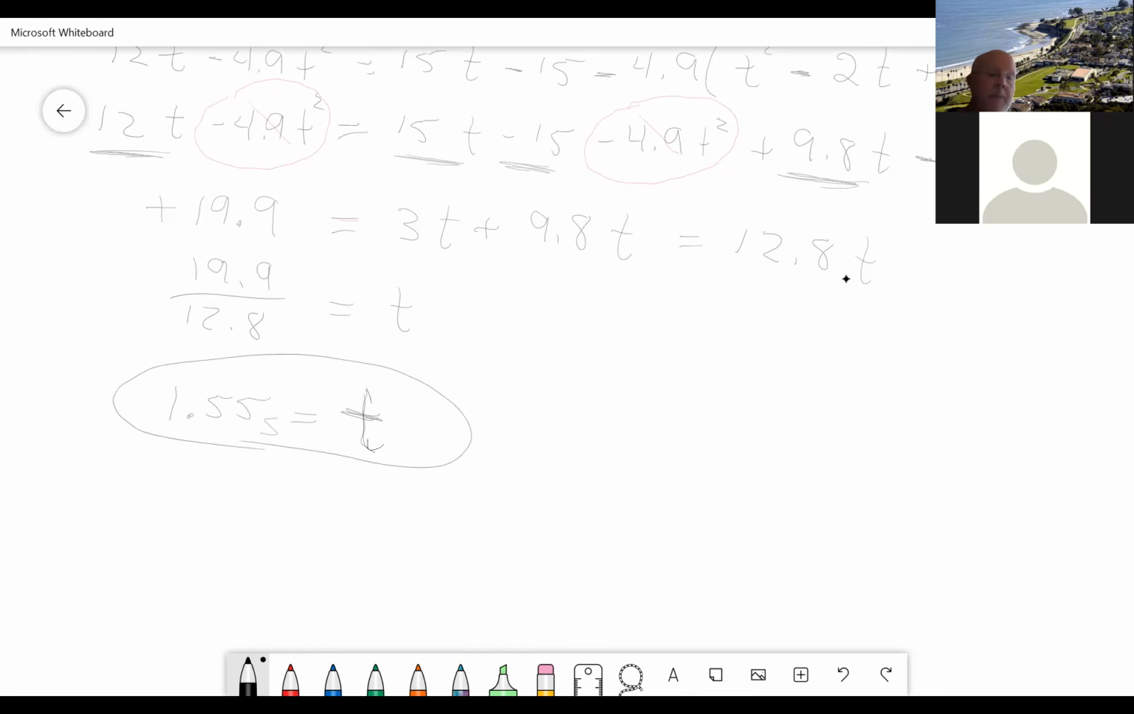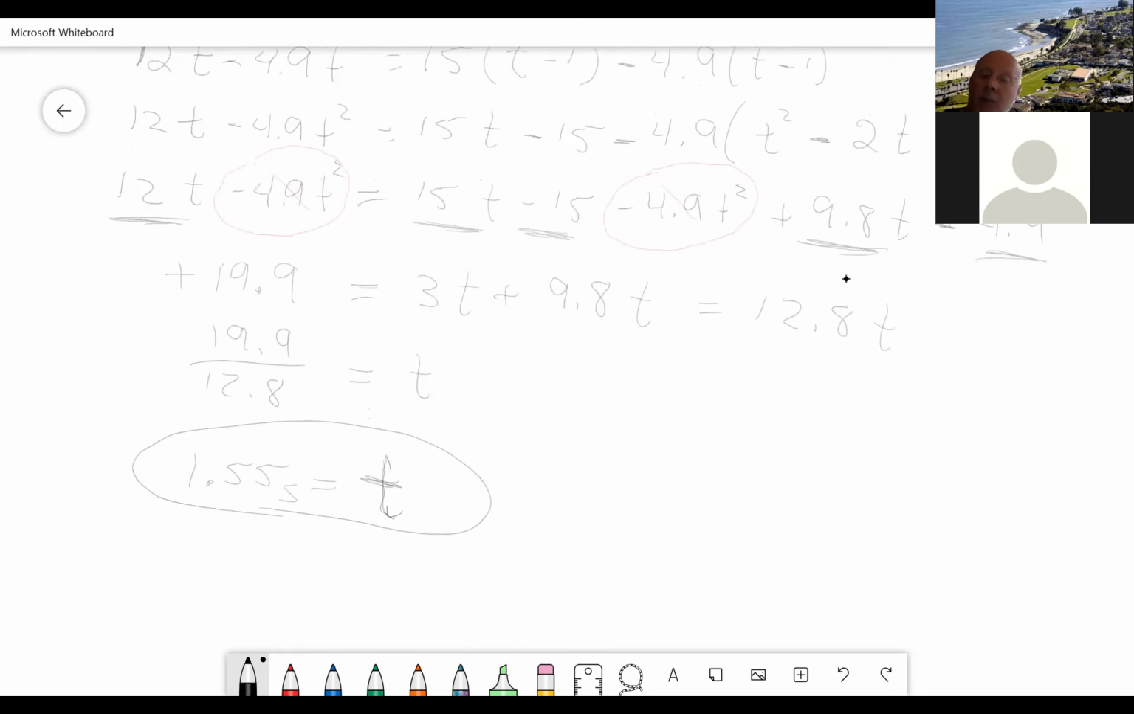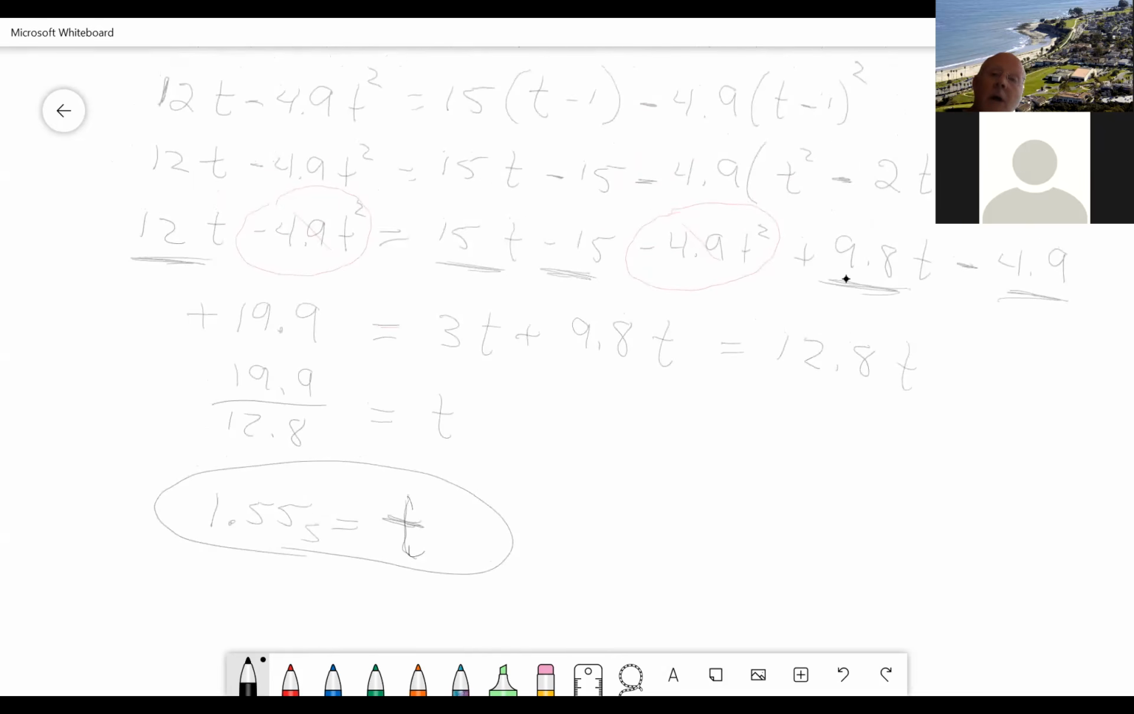Now, I don't think we're done, because if I remember reading your problem right, it said the position of when they meet. Now, what I feel really good about is that it's more than 1 second, because the second object isn't even thrown till 1 second later, and we're measuring time from when the first person, which is Lucky, threw it.